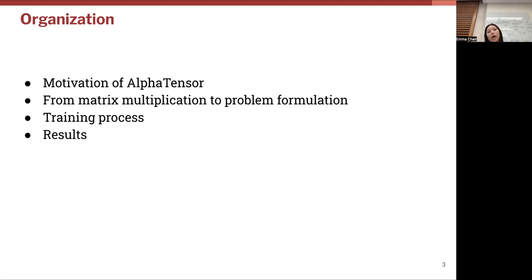And finally, I'll highlight 2 very interesting results. But today I'm going to mostly focus on the math and the training. There are so many exciting results, but I think it's easy to just go over them offline for everyone.